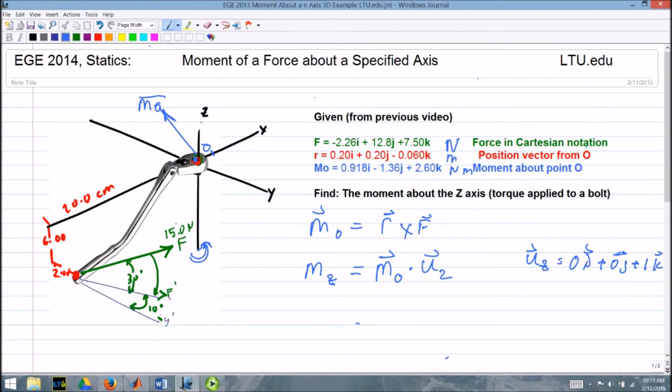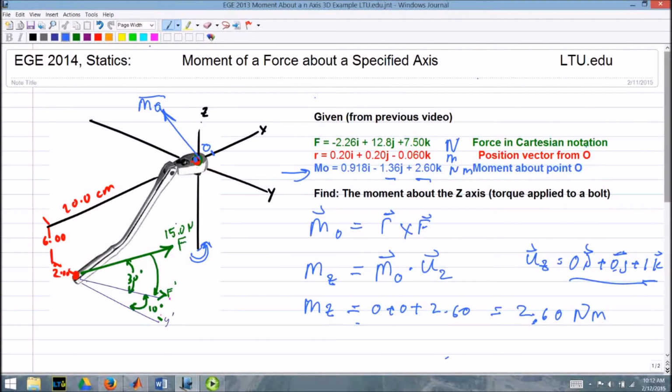But if I do that dot product between this and this, I get my moment z is 0I dot the 9.18I, so that's just 0. And in the j, we have 0J times 1.36, well, that's still 0. And we have 1K times 2.60, and that gives us, of course, 2.60 Newton meters. That's kind of the two-step process.